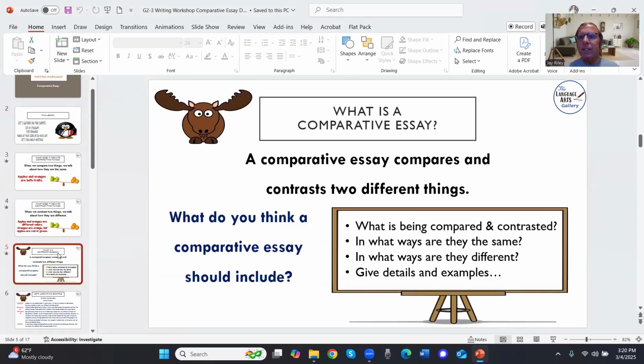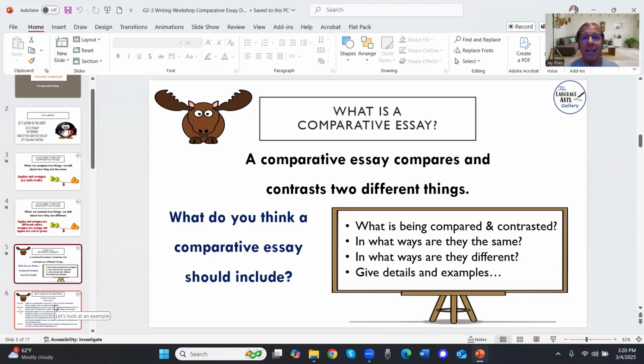So we want to get into what exactly a comparative essay is. We want to introduce what's being compared. We're going to talk about how they're the same. We're going to talk about how they're different. And we're going to give examples and details. Now, one of our body paragraphs is going to focus on similarities, and another is going to focus on differences.